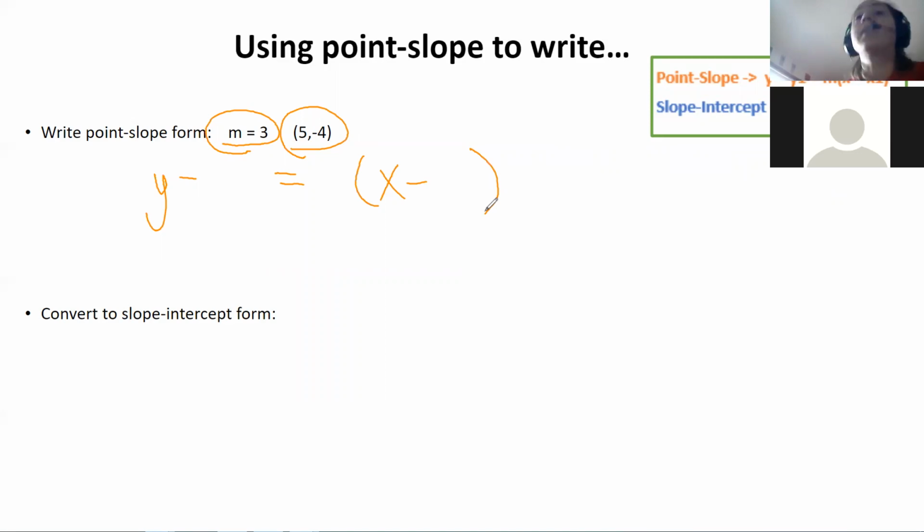And we're almost done. There's one more slide after this, I believe. Yep, slope goes in front of the parentheses. Very good. -4 is my y, so that goes next to the y. And 5 is my x. Great job. And since we have that double negative, we're going to turn them both positive. So there's my point slope.